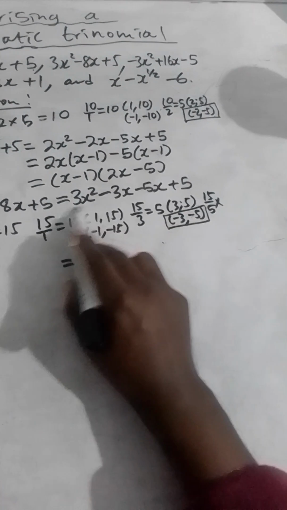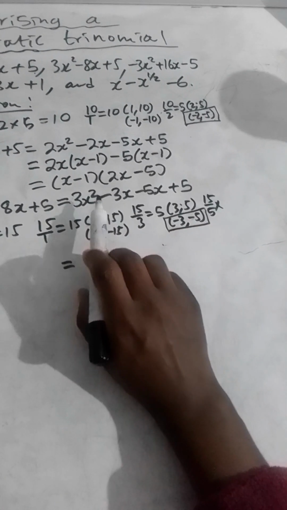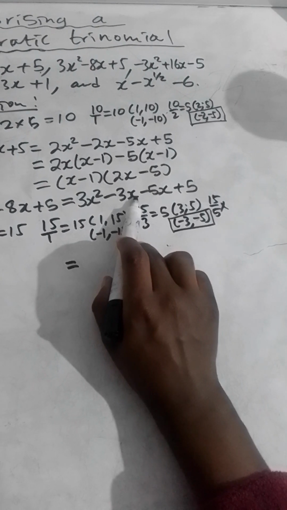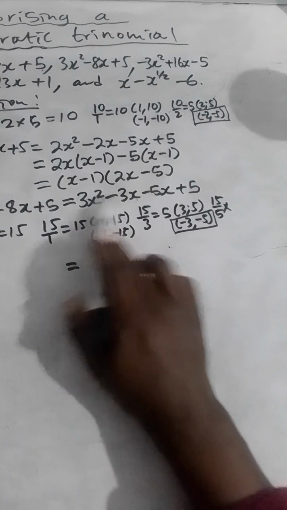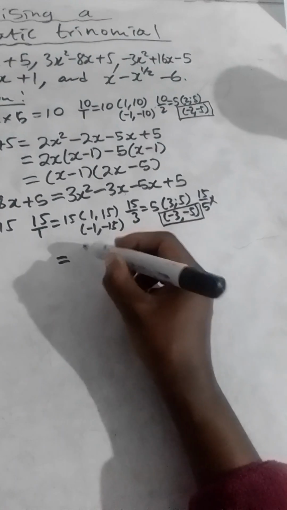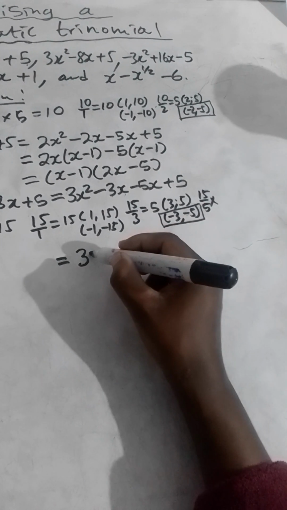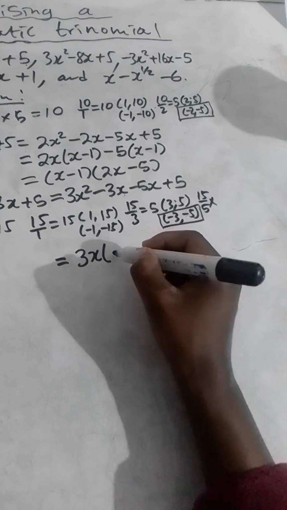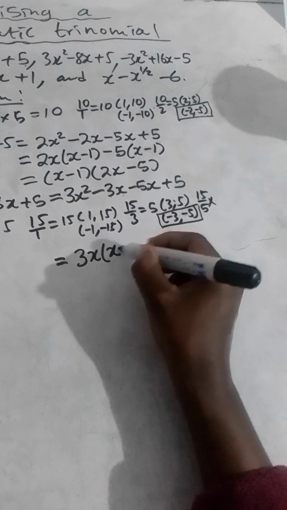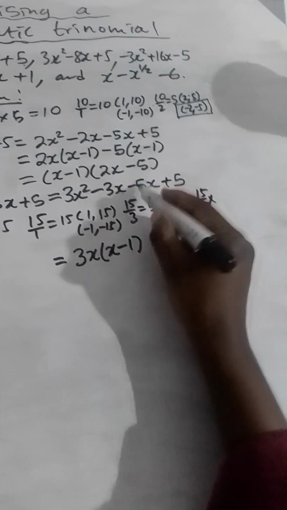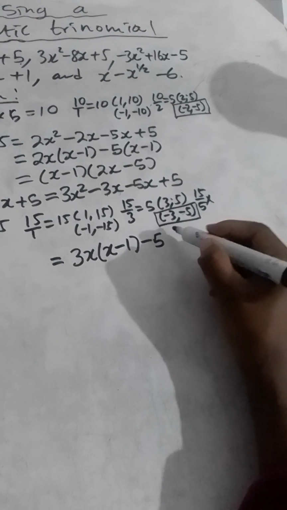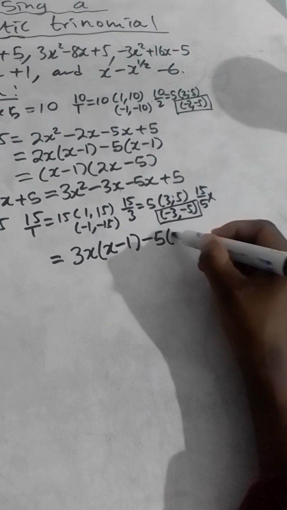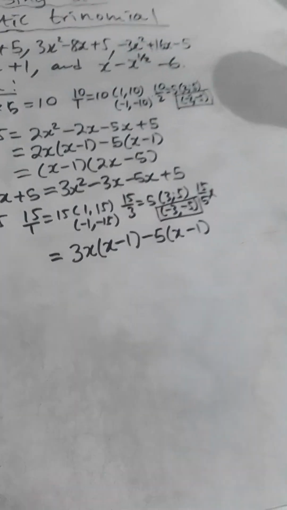So now we have the four terms, so we group these two together because you can see they all have x, and they also have 3. Once you have found one pair that matches, the other two should match automatically. So here the highest common factor is going to be 3x. If you take out 3x, you're left with x minus 1. Here, the highest common factor is 5, so we can take out negative 5 if you like. Then we're going to have x minus 1.